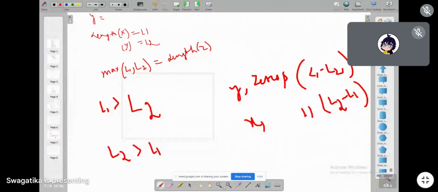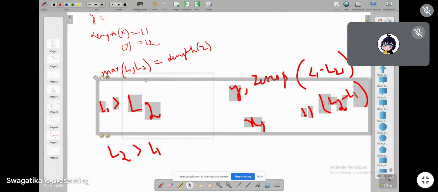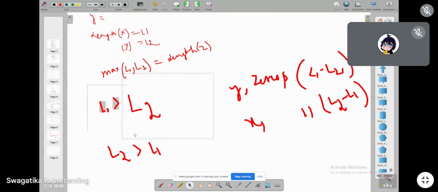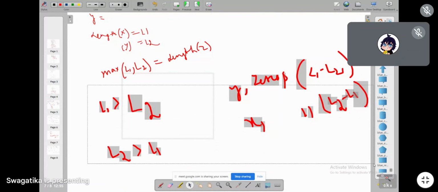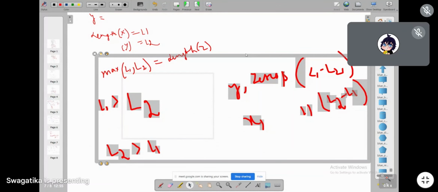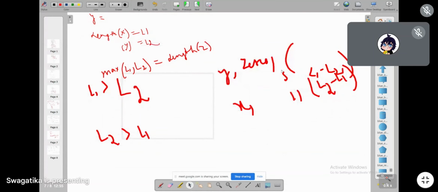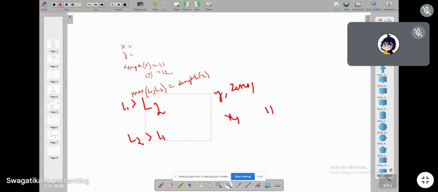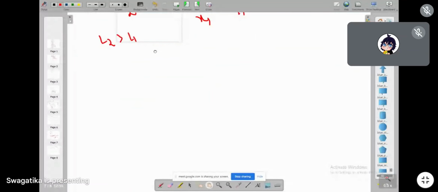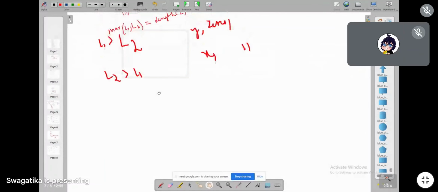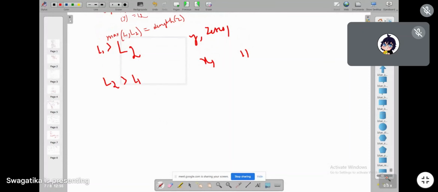Then next step will be, after zero padding, what will you do? After making the length equal, when you use the matrix method, what will you do?